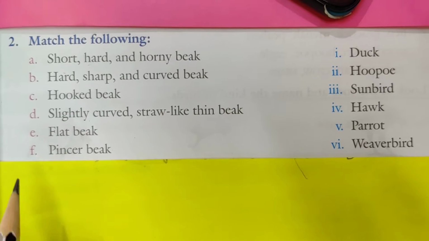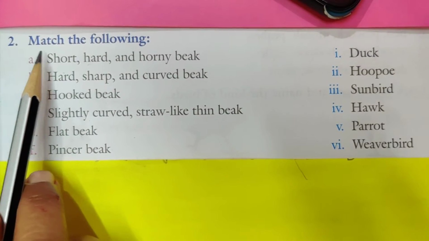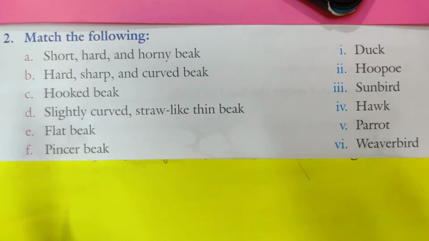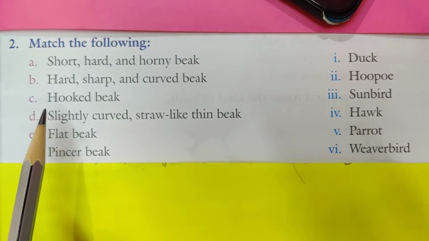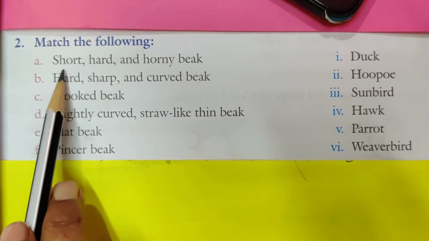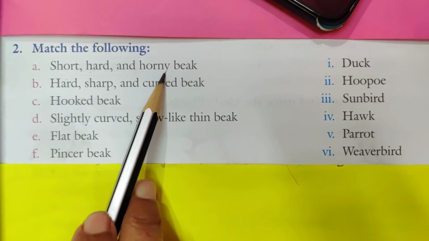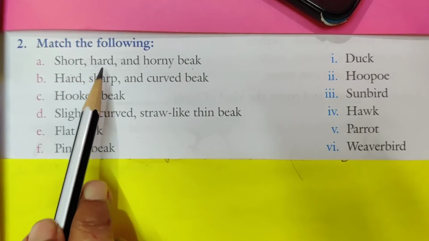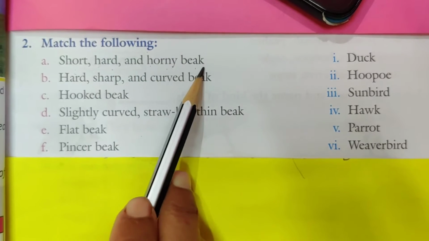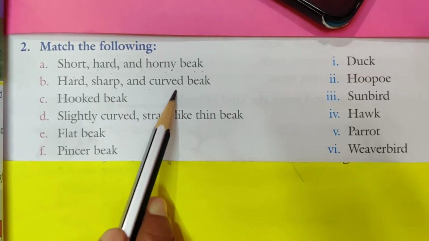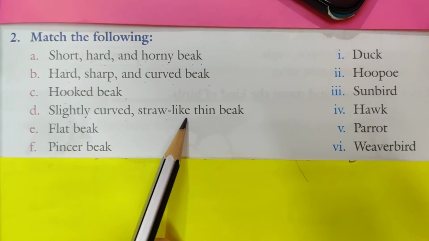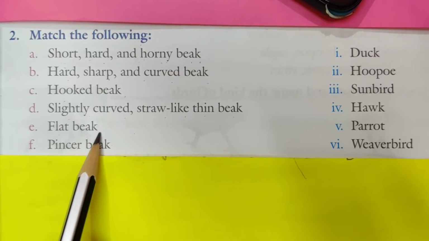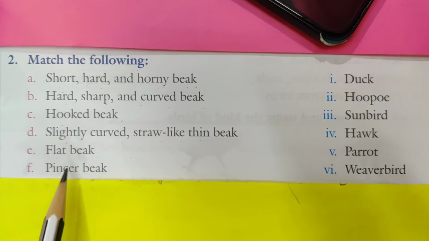Okay, now the bit part we will see. The first bit we have the question answers. The second bit is match the following. So match the following here. Now what has he given? Short, hard and horny beak. Hard, sharp and curved beak. Hooked beak. Slightly curved, straw-like thin beak. Flat beak. Pincer beak.